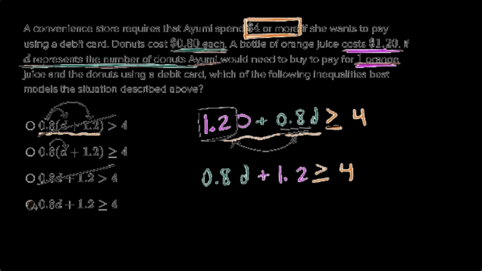Now, if you're doing this in really timed conditions, instead of even doing this, you could go straight to asking which of these really describes what's going on here. So let's see, we want to be greater than or equal to $4. We're going to spend $1.20 on orange juice, and then the amount that we spent on donuts is that right over there. So you might have been able to just cut to the chase and pick that one, whichever way works better for you.